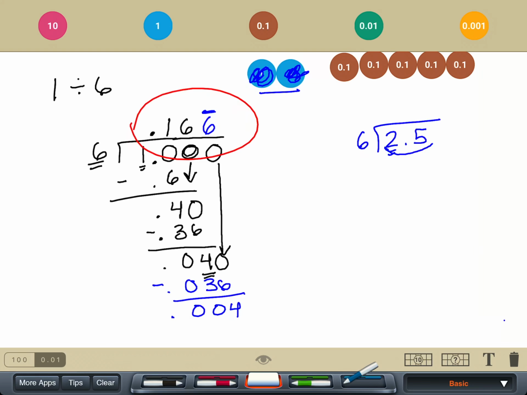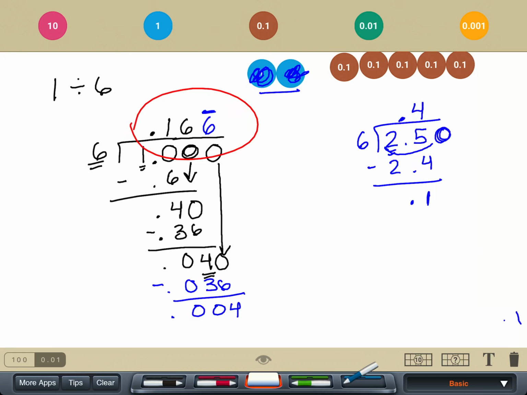Think about your facts, your multiples of 6. And you know that 6 times 2 is 12, 6 times 3 is 18, 6 times 4 is 24, 6 times 5 is 30. That's too far. So we could put 4 tenths in each of the 6 boxes. Pop your decimal up there. And we would use 24 tenths. We would have 1 tenth left.